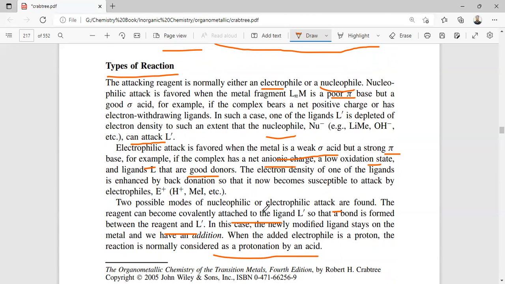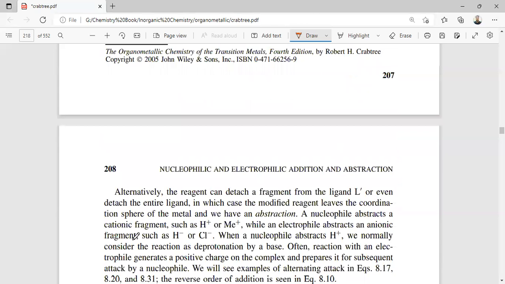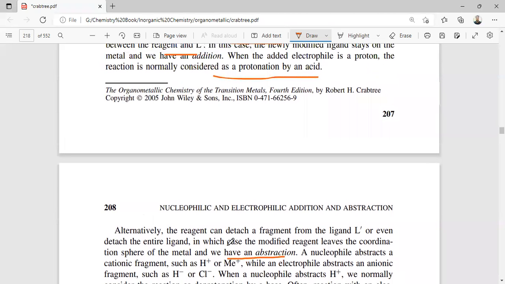So two possible modes. One is that the reagent is covalently attached to the ligand L dash, so a bond is formed between the reagent and L dash. In the alternative case, the reagent can detach a fragment from the ligand L dash, or even detach the entire ligand, in which case the modified reagent gives a lone pair to the metal and we have an abstraction. So that means there are two possibilities. In one case, the nucleophilic or electrophilic attack is on the ligand attached to the metal.